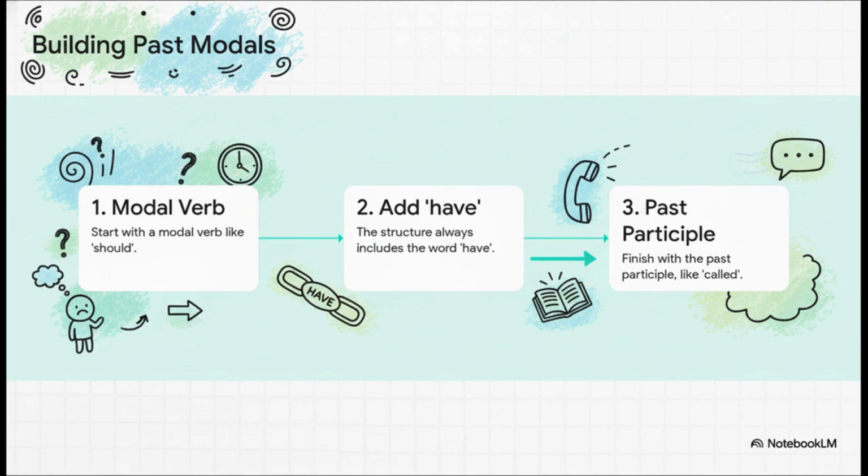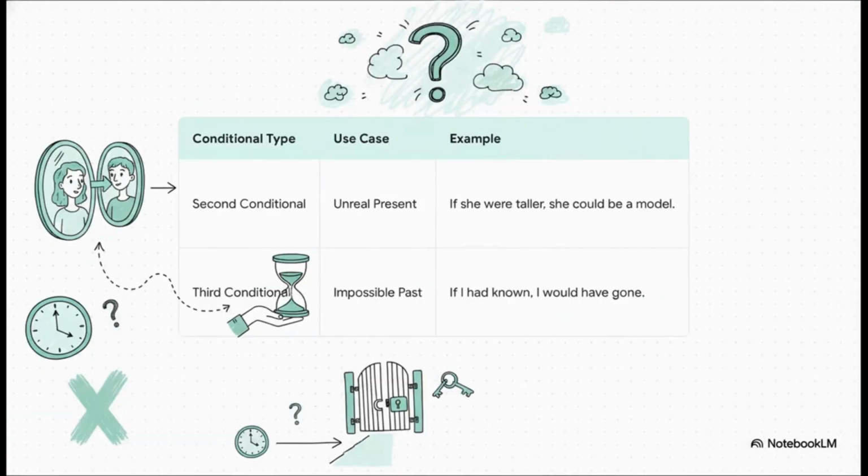Ah, conditionals, everybody's favorite, right? These two are the trickiest. Just remember this. The second conditional is for an imaginary present, a different what if for right now. The third conditional, on the other hand, is for an impossible past. It's looking back at a door that's already closed. If you can get these two down, you are flying.